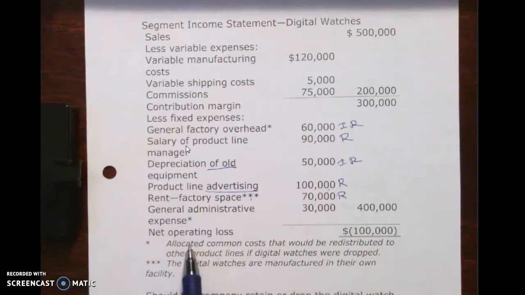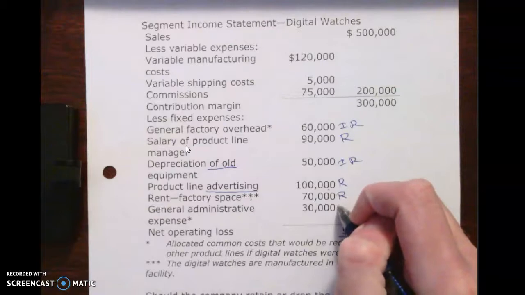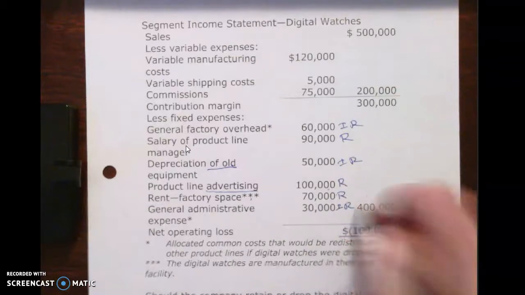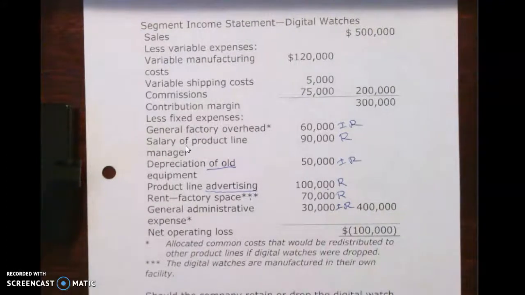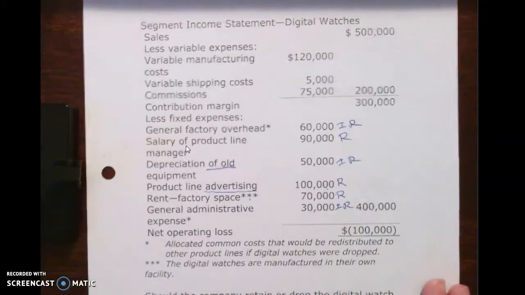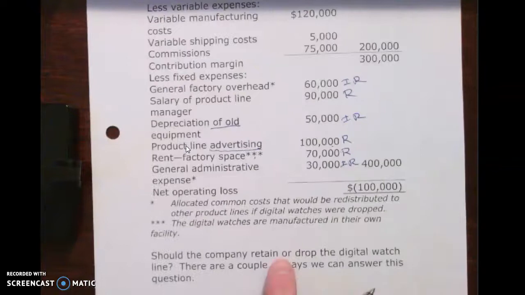Then finally, we look at this last one, our general administrative expense. That's another allocated common cost. Now again, what we're saying is that because this is an allocated common cost, just like the library example, going to those different majors, if we get rid of this digital watch line, this $30,000 will get shifted to other watch lines. And so in that case, it's going to stay around at the company level. It's irrelevant.